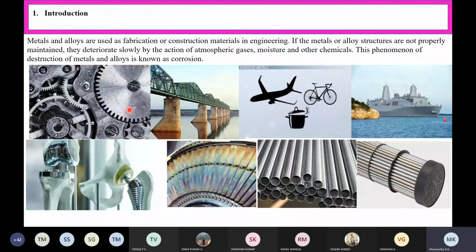For example, see here, different metals are shown. These are the different metals used in several fabrication, construction or other engineering fields. Once these metals undergo reaction with the surrounding environment, there is a loss of metal, which takes place through the formation of an oxide layer. This type of loss of metal due to reaction with the surrounding environment is called corrosion.